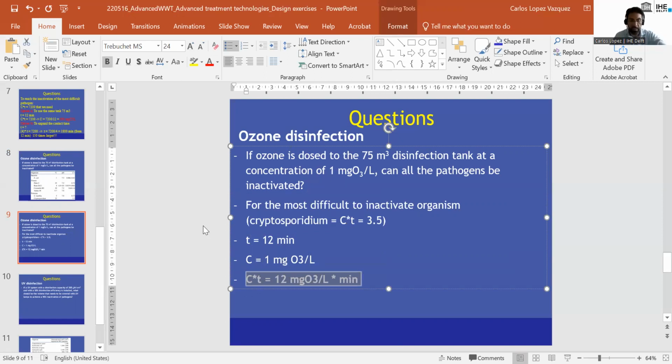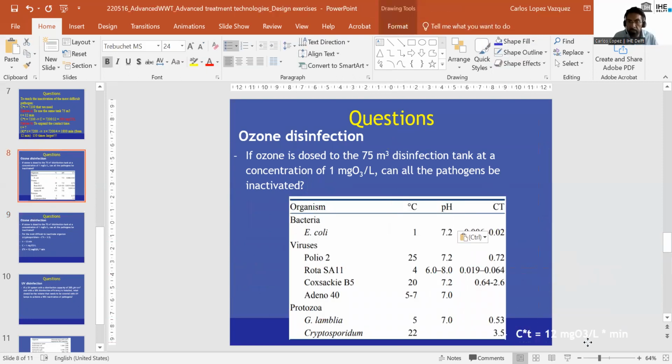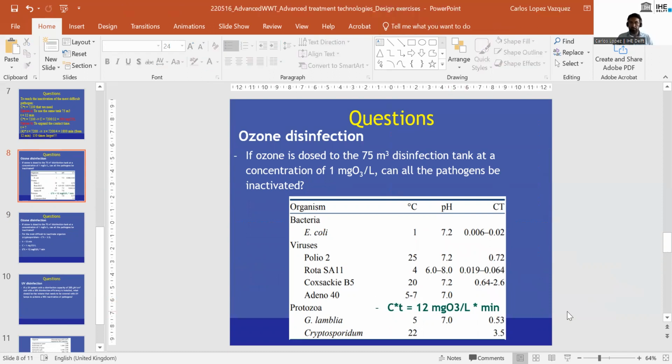But if we check carefully, 12 is already higher than the 3.5. Can you see it? Is it clear? Yes, it's clear.